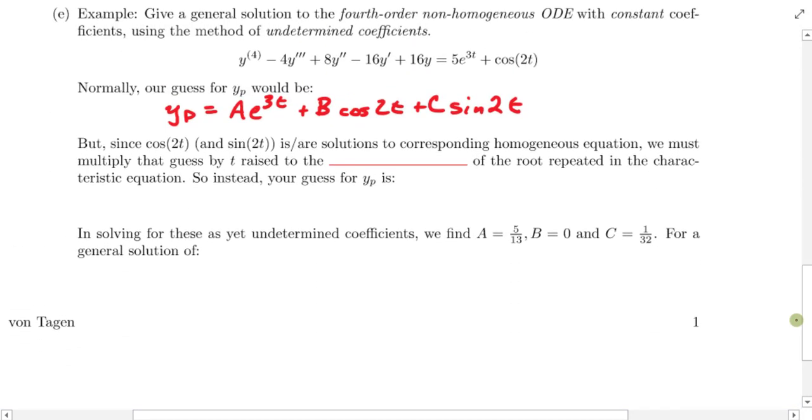And so what we need is a particular solution, so we need to multiply our guess by a factor of t raised to the multiplicity of the root repeated in the characteristic equation. Although this would normally be our guess, and if somebody gave you some other fourth order linear ODE with constant coefficients, you'd probably be okay with that being your guess for the particular solution. In our case, e to the 3t is fine because it did not show up in our homogeneous solution. We did have an e to the 2t, but we avoid that. All right, that's good. And so normally our guess would be this.